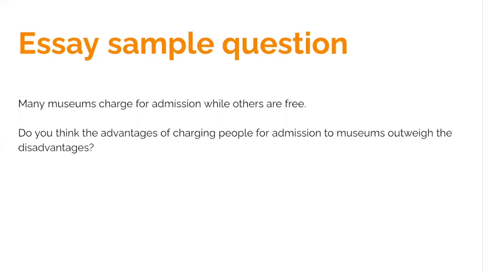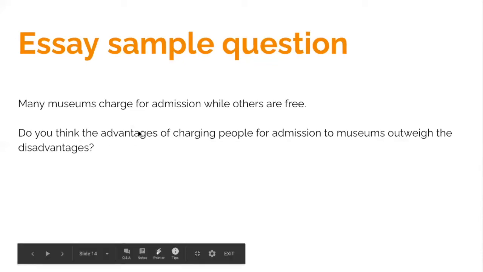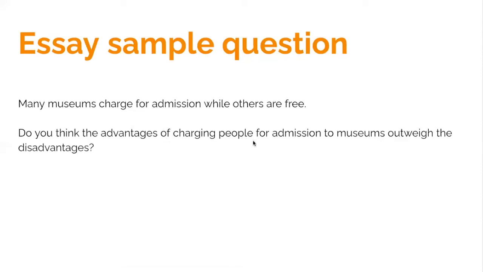Usually your essay is going to be four paragraphs. The first paragraph is going to be the introduction, where you will introduce the topic of your essay and you will state your position. For example, in this essay, since they asked us whether it's a good thing or a bad thing that museums charge an admission fee, you're going to state your position. For example, you're going to agree with it and say that the advantages of charging people outweigh the disadvantages. So this is your introduction, where you introduce the topic and state your position. This is your first paragraph.